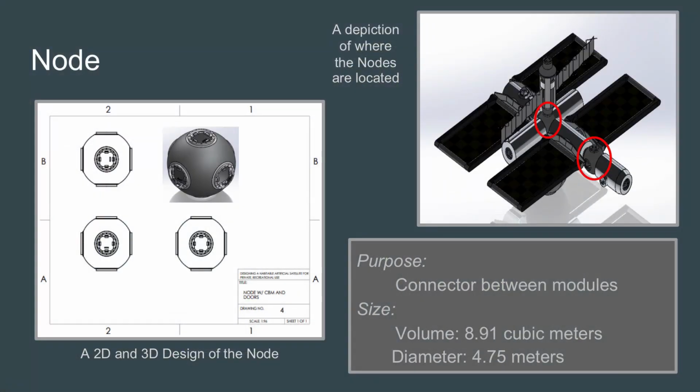The next piece is the node. The node is critical because it serves as the hub of getting between modules. The node has 6 different connection points where modules can each connect. We have 2 nodes on our space station, one where all 6 connections are made, while the other has 4 free slots. These 4 free slots could be used later for future expansion.